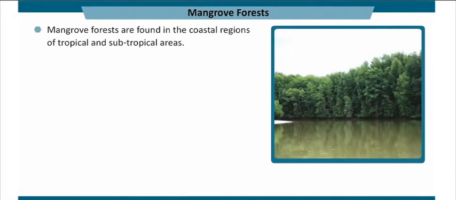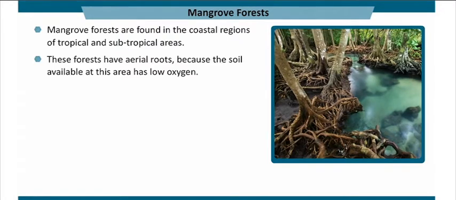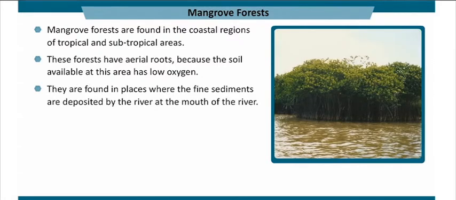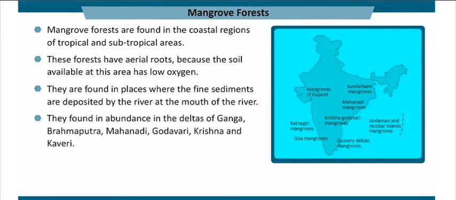Mangrove forests. Mangrove forests are found in the coastal regions of tropical and subtropical areas. These forests have aerial roots because the soil available in this area has low oxygen. They are found in places where fine sediments are deposited by the river at the mouth of the river. They are found in abundance in the deltas of the Ganga, Brahmaputra, Mahanadi, Godavari, Krishna and Kaveri.